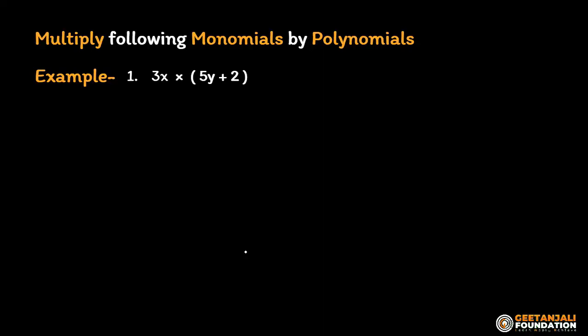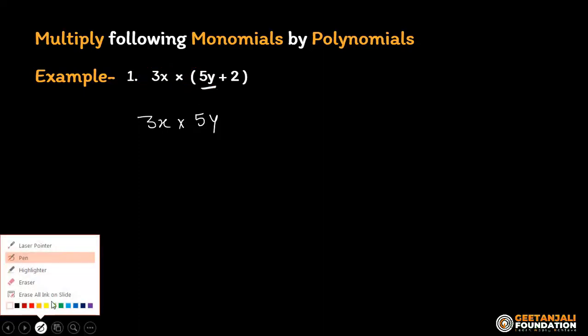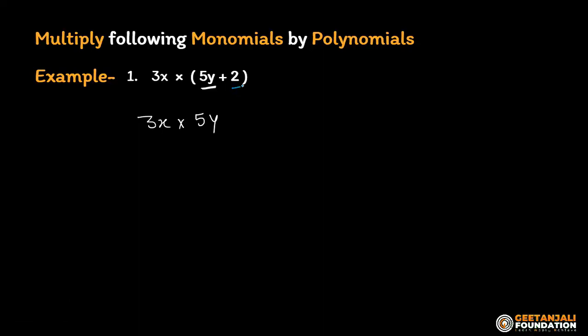So we are going to apply distributive law. To apply distributive law, first of all we need to multiply these two, then there will be a plus sign, then we are going to multiply these two. So first I will write 3x times 5y, because this 5y is over here. Now I'm considering this 2. Now I need to write this sign, and this 3x will be multiplied with this 2 now. So you can write 3x times 2. So this way you have applied distributive law first.